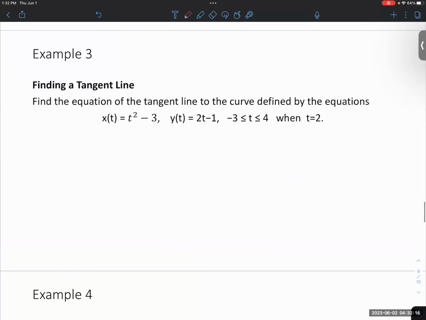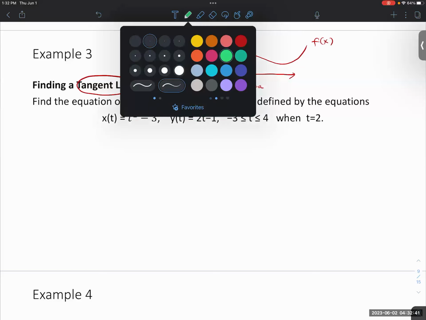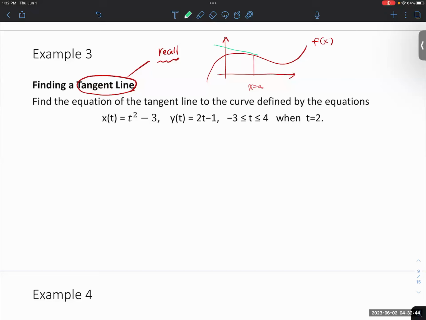Okay, tangent line. For your information, recall: what does it mean, tangent line? If you remember in Calculus 1 and 2, let's say we have a function f of x. I want to find the tangent line at x equals a. What does it mean? The tangent line touches f of x very, very slightly. So this is your tangent line. At that moment, they touch. This is the tangent line when x equals a.